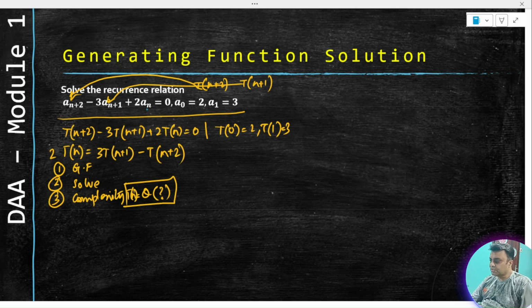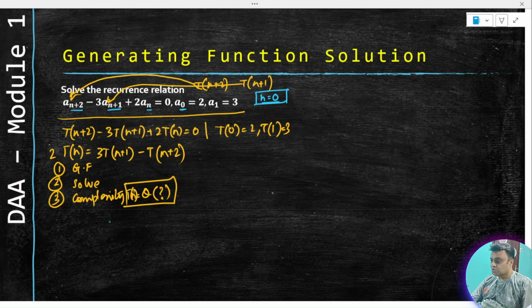The lowest suffix of n is n here, because this is n plus 1 higher than n, and this is n plus 2 higher than n. So the lowest suffix of n is n. Now if you put a equal to 0, that means you are putting n equal to 0, right? A0 means this n, the lowest suffix, will be equal to 0. Therefore we will use this: the starting point of n is 0 and it will go till infinity.